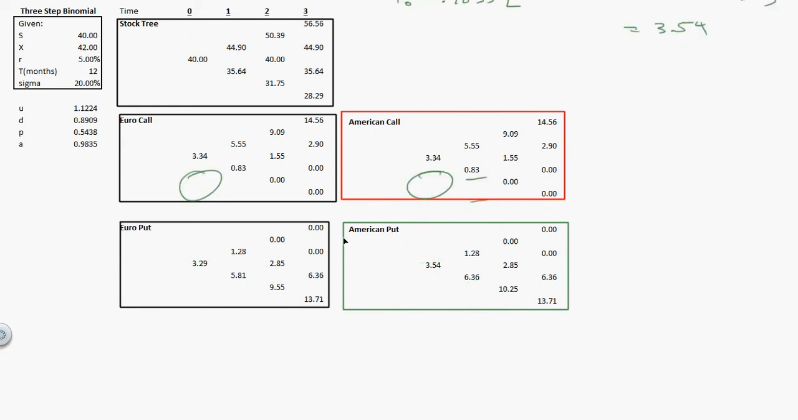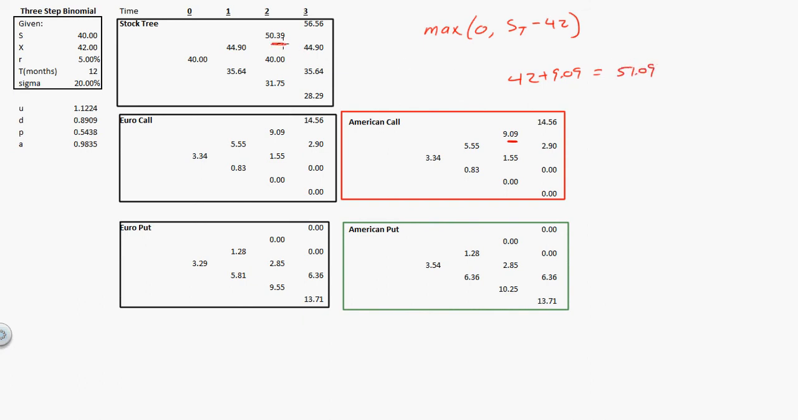Okay, the same logic for the call. I'm going to go through this a whole lot quicker, because it turns out that with a call option on a non-dividend paying stock, it never ever pays to exercise early. So if you go through the same procedure, I can exercise and get the max of 0 or ST minus X, which in this case is 42. In order for me to want to exercise at this point, I need 42 plus 9.09, that needs to be 51.09. But the stock price is only 50.39.